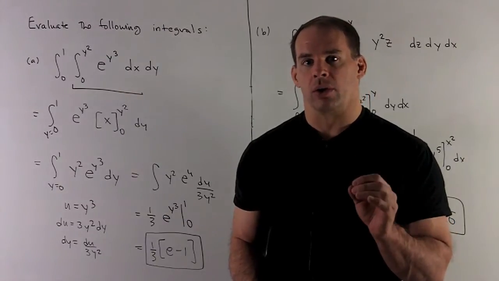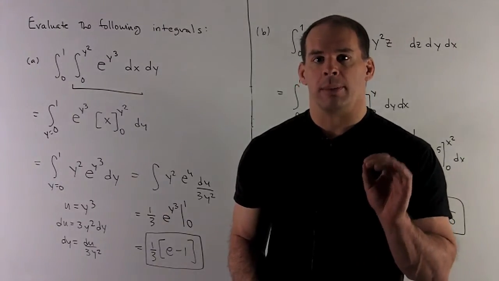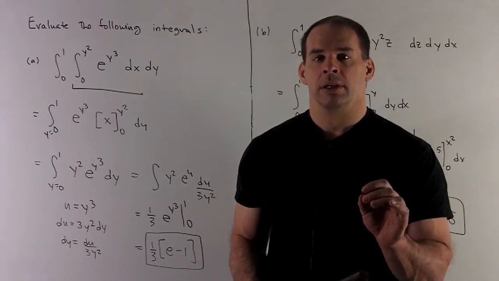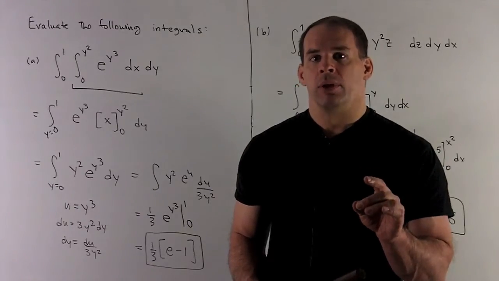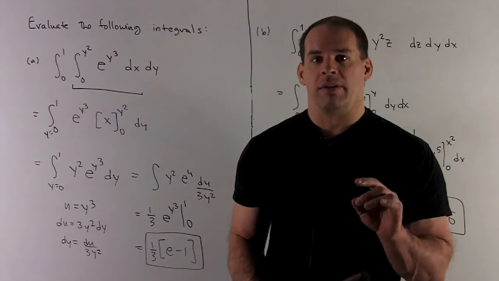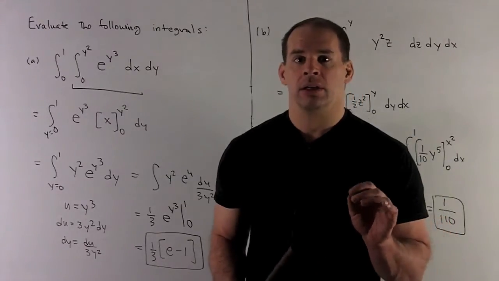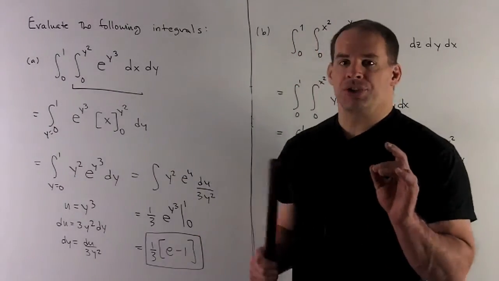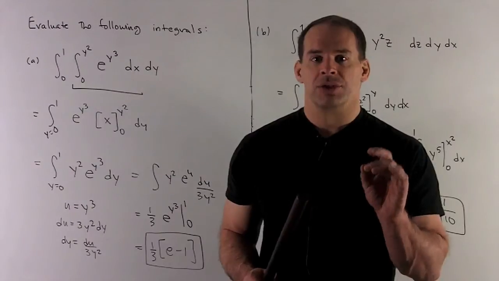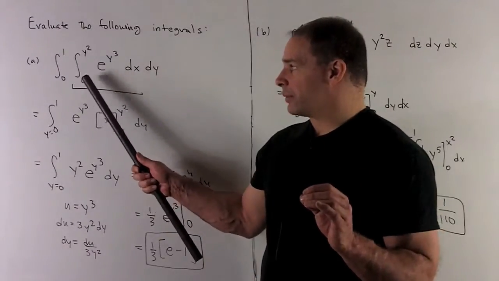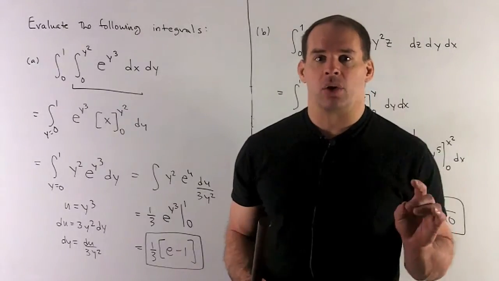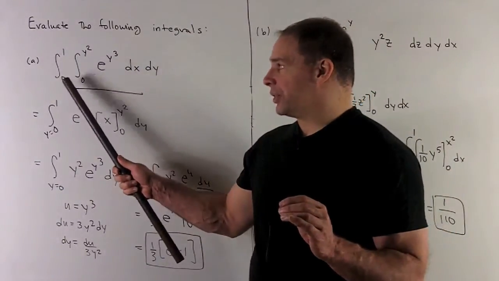Evaluate the following integrals. So we start with a double integral. The integrand is e to the y cubed. Now, to figure out which variable goes with which limits, we take a look at the order of dx and dy. So dx is first, so our inside integral is going to be with respect to x. So the limits are going to be x going from 0 to y squared. Then for the outside integral, we're going to have y going from 0 to 1.